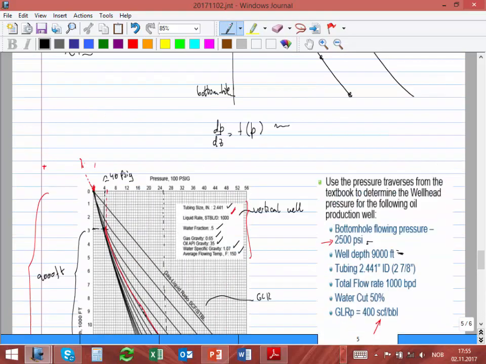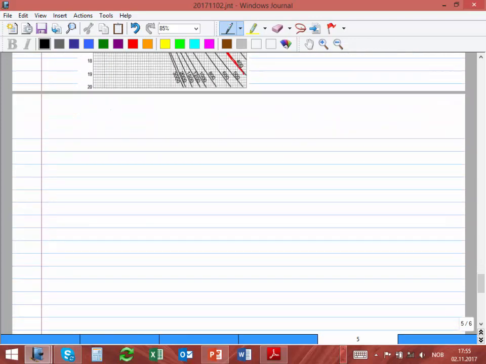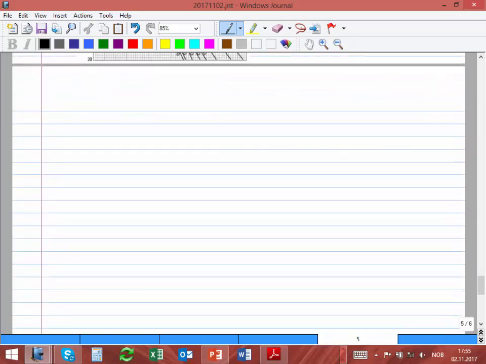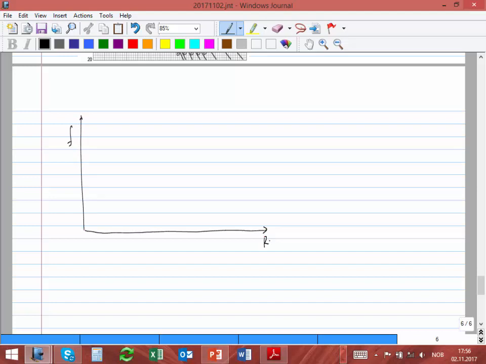So remember what we have done for single phase. We did a graph of F versus Reynolds, right? That's what we did to compute losses for a single phase.